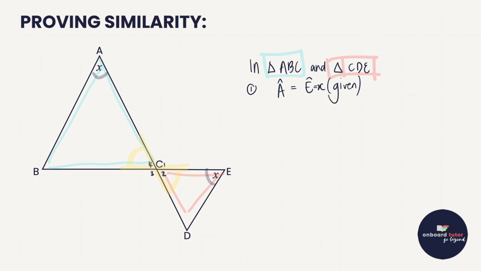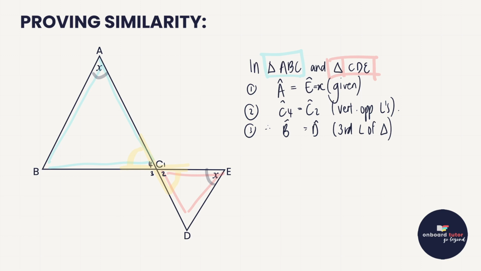So we start by listing the blue. So angle C4 is equal to angle C2, and those are vertically opposite angles. And then we can even just say, therefore, the last one, angle B, we can write this as number 3, is equal to angle D, and that's the third angle of a triangle. And now I've proven these similar because the angles are equal.